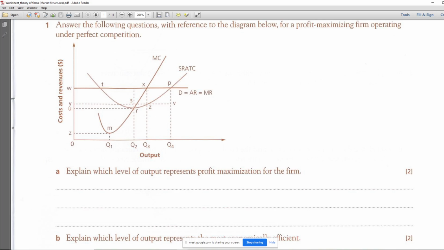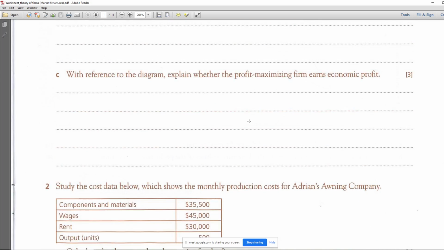W is bigger than C, so we know that there will be a profit. When you talk about unit profit, it will be the distance between W and Y. If you are able to find this number and multiply it by Q3, then you will get this area here, WYXC. So that's C. Easy.